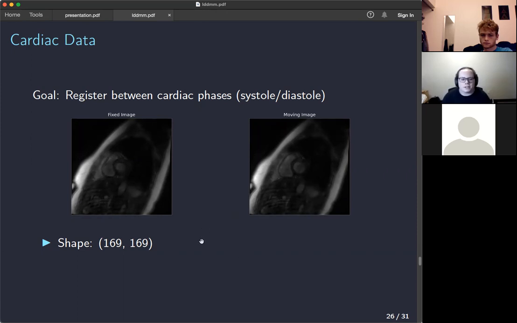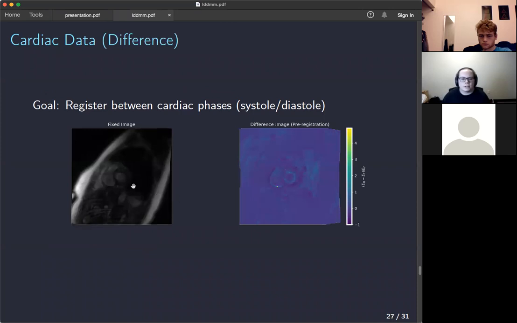It's a little bit hard to see here, but the phases are slightly different. You can see these circles, which are actually the blood pool. It's a little bit bigger on this side than on this side, and we want to line them up. Multi-contrast imaging in particular is the main application. This is a 2D slice, 169 by 169, although we can do this in 3D, I just haven't yet.